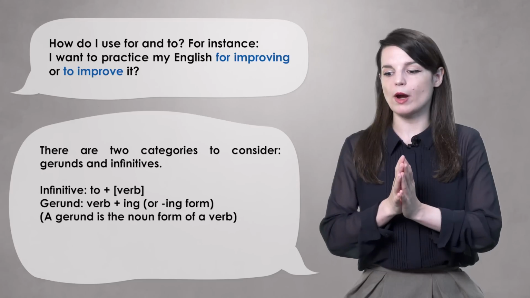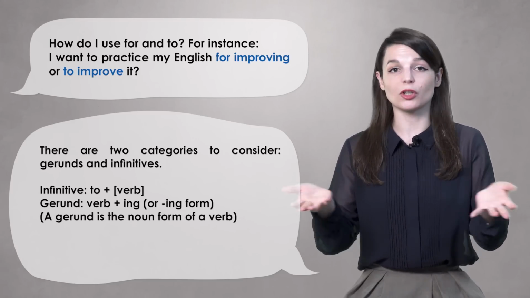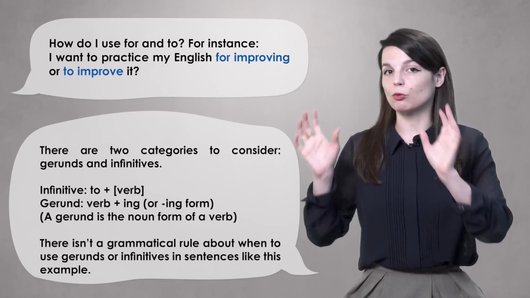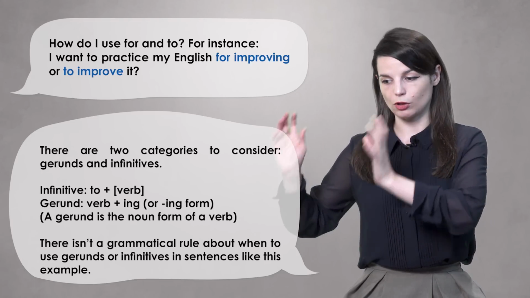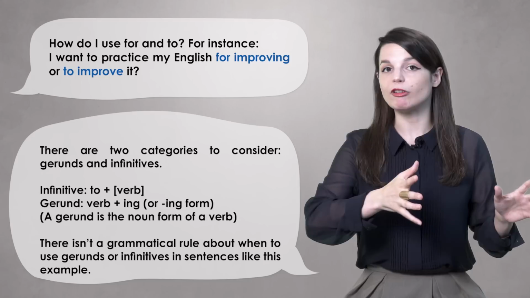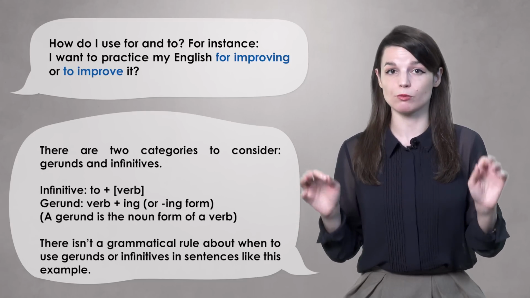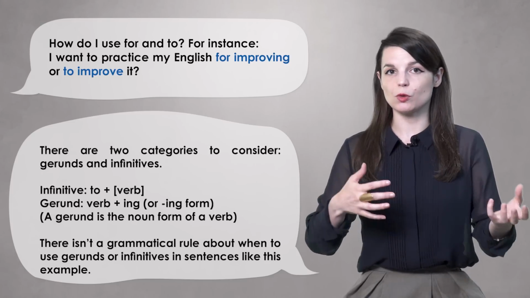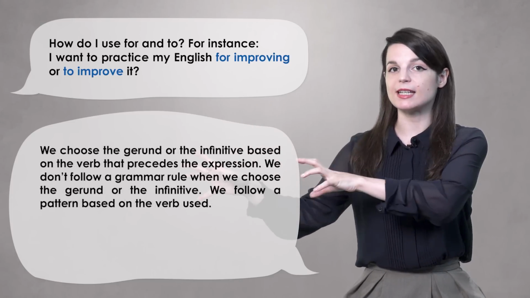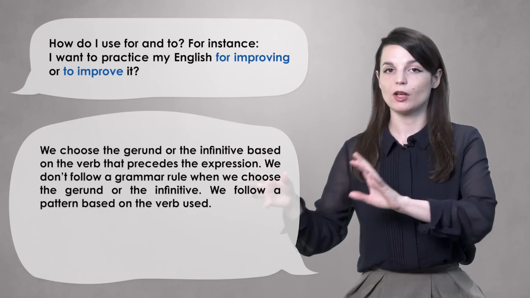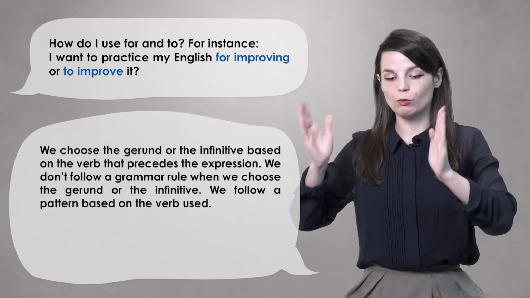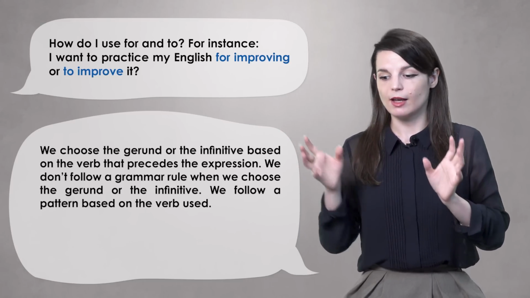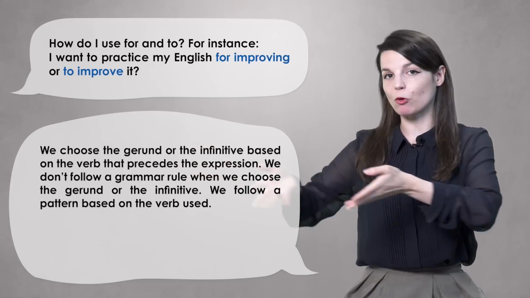So there are these two types of things that we can use in sentences, and the problem comes in where learners don't know which one to use. The reason for this is there's not a specific grammar rule that tells us use a gerund here, or use an infinitive here. Instead, native speakers understand which one to use based on the verb that precedes the gerund or the infinitive. So that means we're not following a written rule for grammar. We're instead following established patterns that start from the verb before the expression.